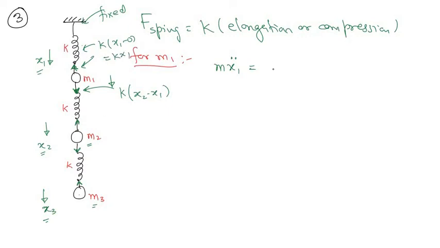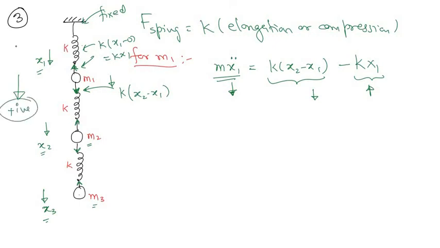So the net force is K times (x2 minus x1) minus K times x1, because these forces are in opposite directions. This force is acting in this direction and this force is acting in this direction. I have assumed that the downward direction is positive and the upward direction is negative. So this is the equation of motion for block m1.